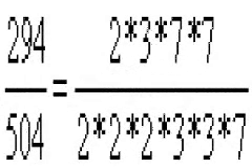Let's write those two numbers, 294 and 504, as a product of primes. 294 is 2 times 3 times 7 times 7, and 504 is 2 times 2 times 2 times 3 times 3 times 7.